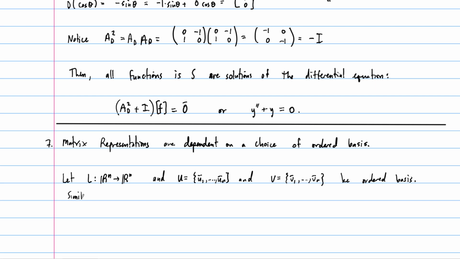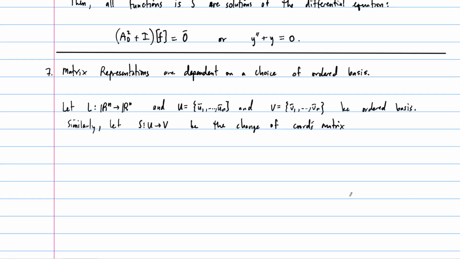And similarly, let S be the change of coordinates matrix from U to V. So this is the change of coordinates. Change of coordinates is itself a linear transformation, which makes perfect sense. It's a linear transformation, and it's a non-singular matrix. So this matrix S is going to be non-singular.